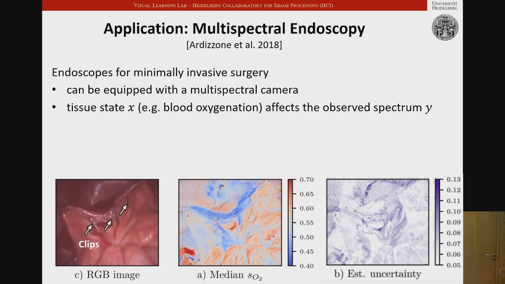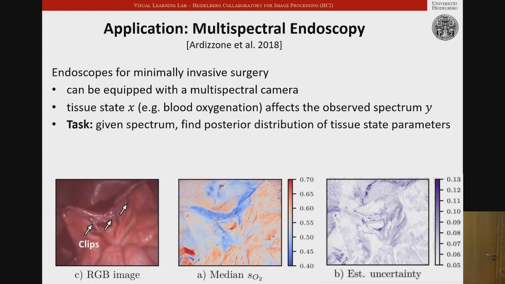What turned out to be necessary is to use a multispectral camera, and then the observations are the spectrum, so RGB channels or 8 channels or 25 channels, depending on your camera, and then the unknown state X is, for example, the blood oxygenation.